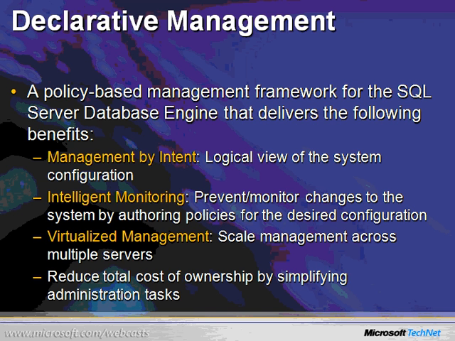The next area is intelligent monitoring. So I'm going to establish my intent. I want my log files and data files to be on different drives. So I'm going to monitor this property to see that it's true that they are on different drives. And then there's different modes that I can check that property under. I can prevent changes. So if somebody attempts to create a data file on the same drive as a log file, we would prevent that case.